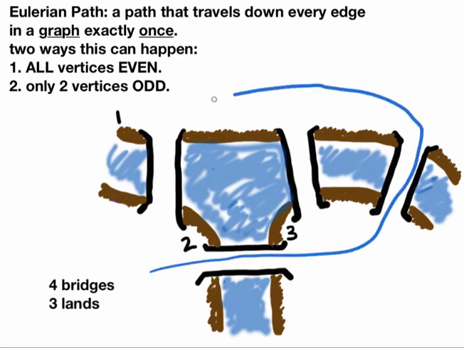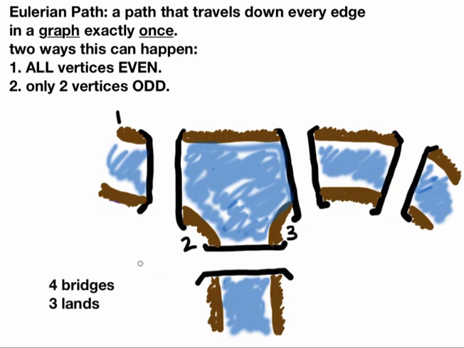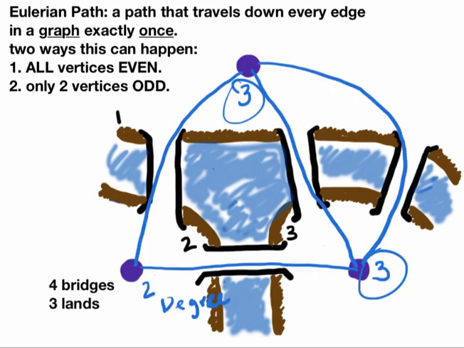Anything I do, because when I start from an even vertex, remember that this was the even node or the even vertex, every other vertex must be even. And that's a natural consequence of these two rules.